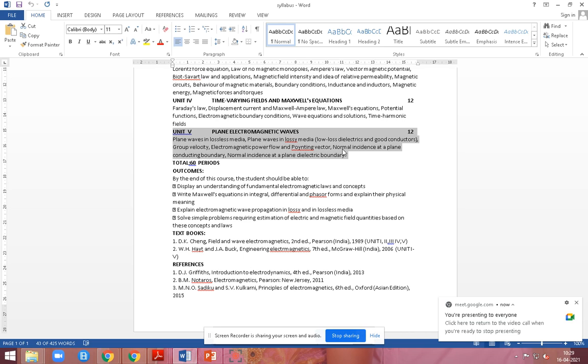Normal incidence at a plane conducting boundary. Normal incidence at a plane dielectric boundary. Okay, conducting boundary and dielectric boundary. So in the two conditions, you will be seeing the normal incidence of plane waves. So these are the topics that will be covered in the fifth unit.